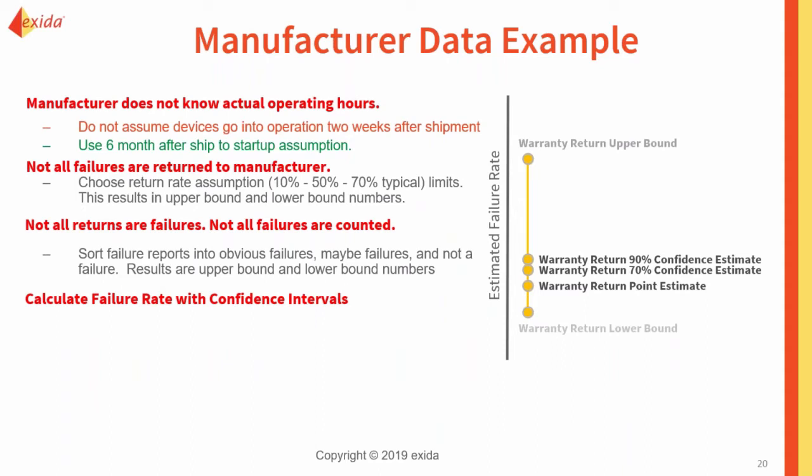So I wanted to show you those four main points, where we just looked at things that manufacturers might not know that limits how that field return study will be done. So those four points. First of all, the manufacturer doesn't know the actual operating hours. Once again, if you have a timer on your device, that's a different case, but most of the time we don't know if multiple are bought, it's sitting on the shelf for backup.